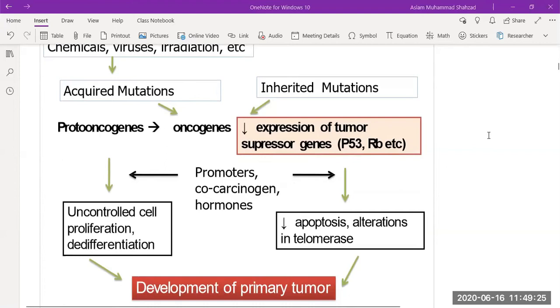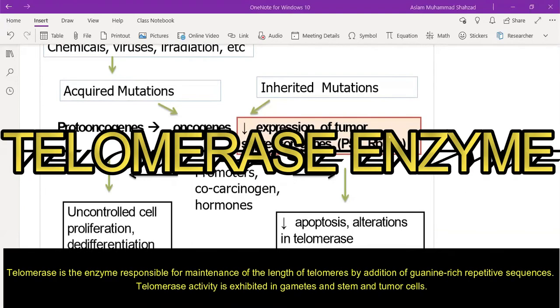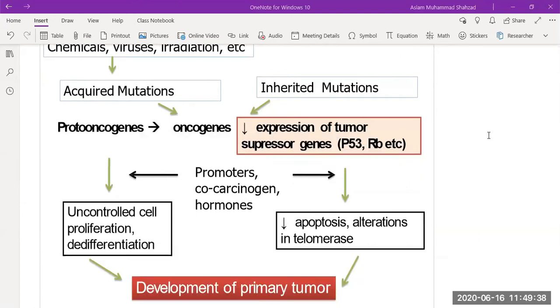Or a decrease of the tumor suppressor gene will decrease apoptosis, or there may be an alteration in the enzyme known as telomerase, and that is responsible for development of the primary tumor. So these are either natural ways, because of inherited mutation from the parents, or acquired mutation. Why? Because of chemicals, viruses, radiations.